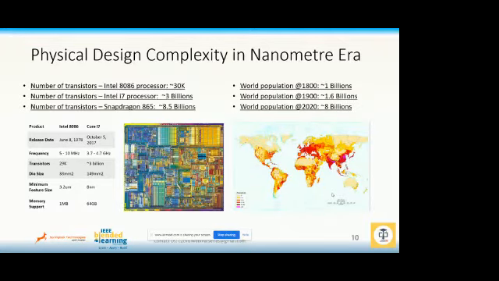So if you look at our world population over the years, in the 1800s we had close to a billion population. In the year 1900 we had close to 1.6 billion, and in the year 2020 we have close to 8 billion. This is a similar complexity that we are talking about: the number of transistors in the chip versus the population in the world. So I wanted to derive a similarity between the world population and the number of transistors on a chip, to see how we are trying to solve the problem in physical design to accommodate so many transistors on a chip. So let's go to the next page.